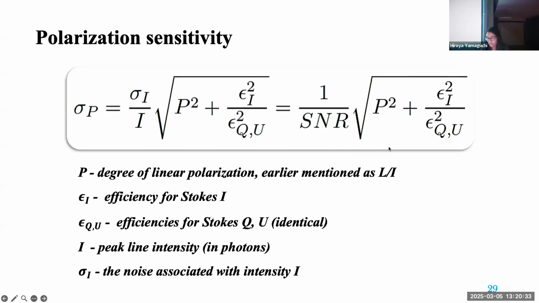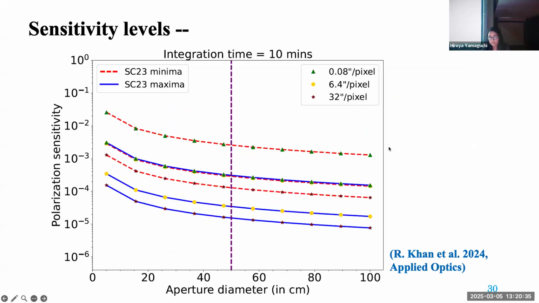So using this equation, we simulated for different telescope apertures how the polarization sensitivity changes for the maxima and minima period. For this study, we chose solar cycle 23. The red dashed lines represent the minima phase, and the blue solid lines represent the sensitivity required during the maxima phase.